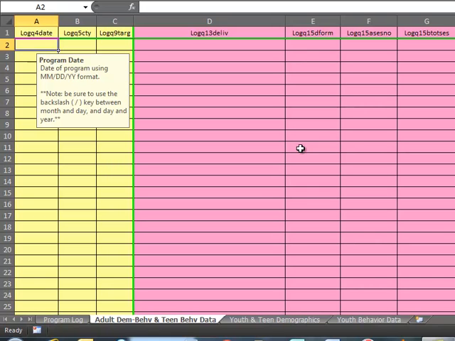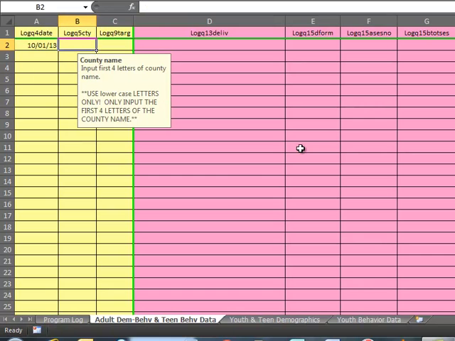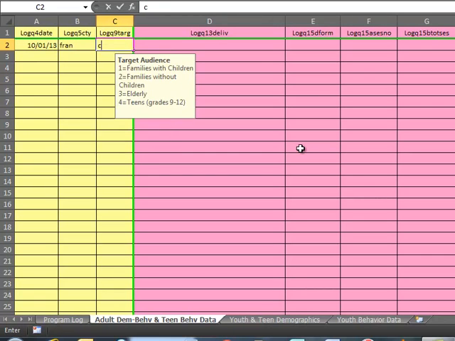Before I do this, there are some cells that get carried over from the program log information, so that we can match up participant responses to particular programs, because certain analyses do require us to be able to have that capability. So again, this information comes from the program log. The date of the program was 10/1, Franklin County, and the target audience was families with children.